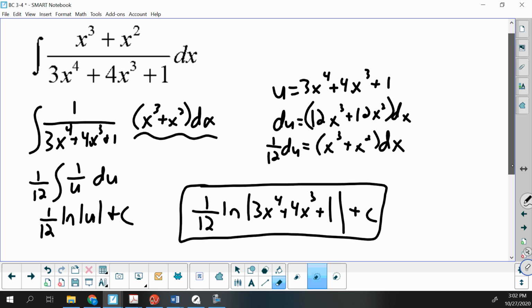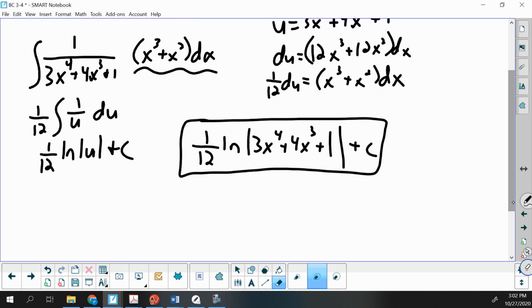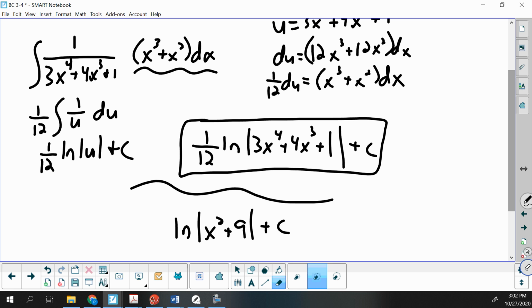Now, if something is ever going to always be positive, you will see in multiple choice answers they will often drop the absolute value. So let's say you had gone through and got natural log absolute value of x squared plus 9 plus c. Well, x squared plus 9, no matter what you sub in for x, is always going to be positive. So usually in the multiple choice answer, you'll just see it written without the absolute value because we know that is never going to be negative or 0. Okay, so just keep that in mind when you're looking at multiple choice answers.